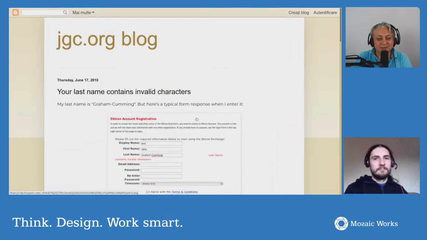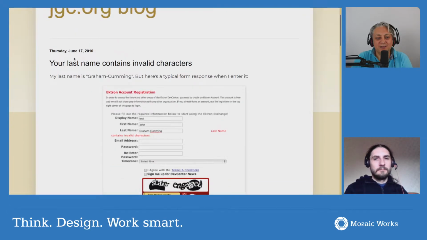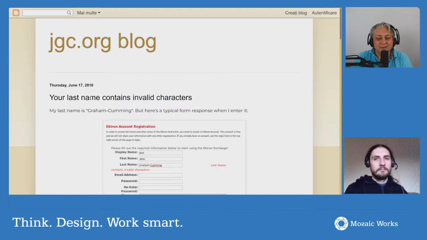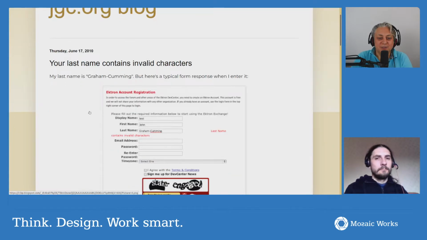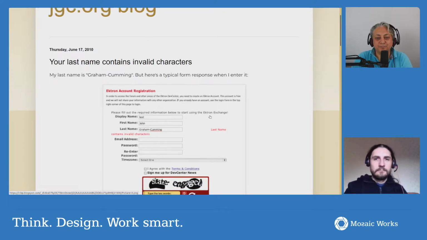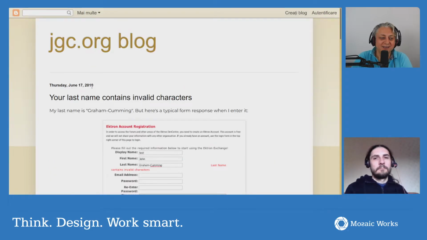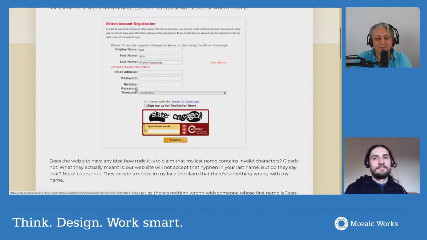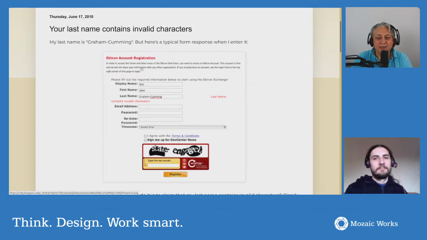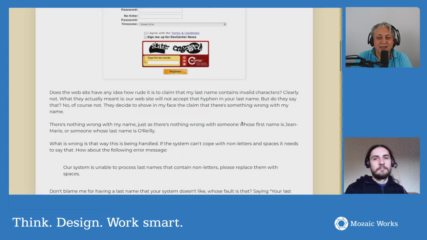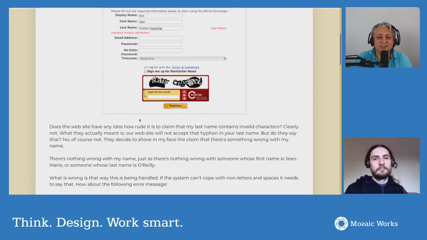Now, this is an older article referring to a person, I don't know this person, John Graham-Cumming. So this is his name, right? And he was trying to register, okay, it's an older article, 2010, I hope things have gotten better since then. He tried to register to multiple web products, and the answer is: last name contains invalid characters, because there's a dash.